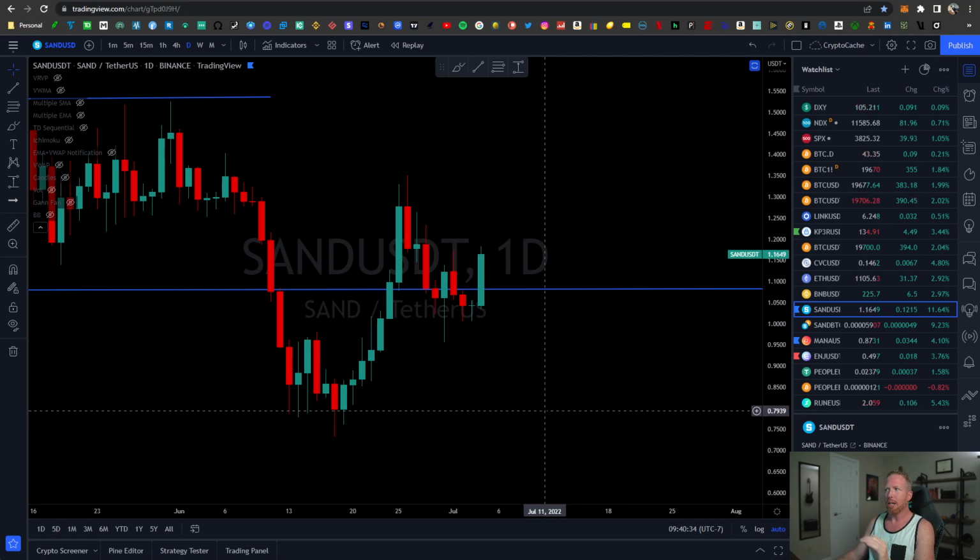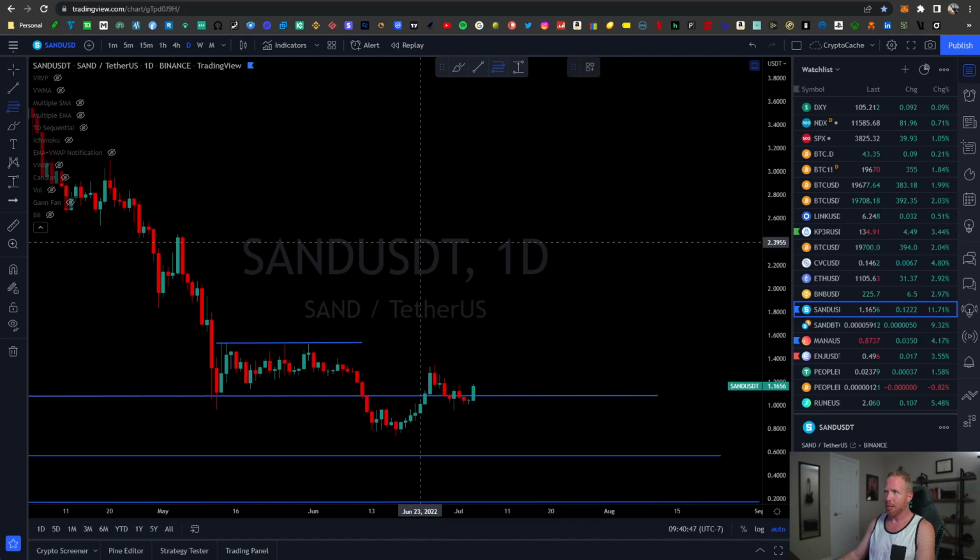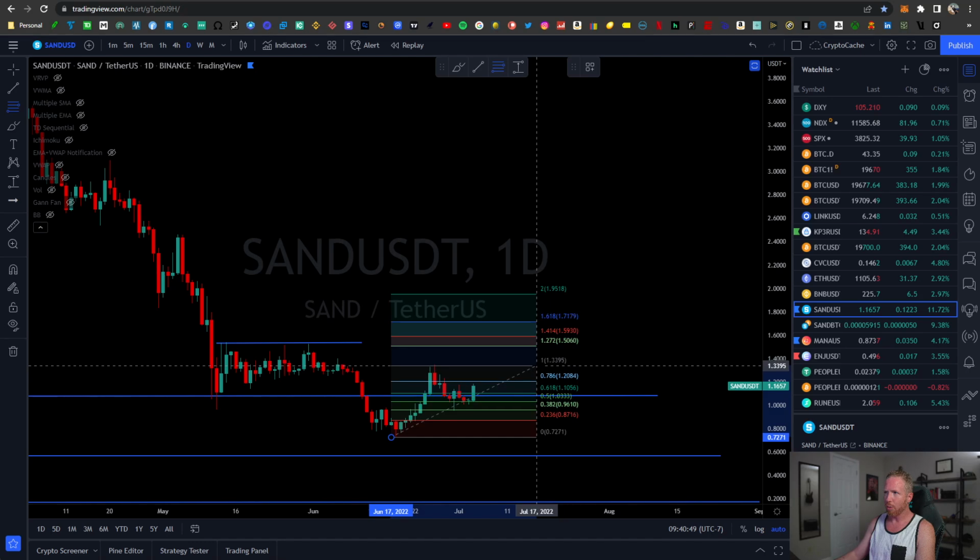So what we want to look at, of course, is Sandbox and its Bitcoin pairing. Also, of course, compare that with Bitcoin, because I think it's important to understand how those things correlate. So to start, we can take a look at some standard stuff first, and then work our way down.